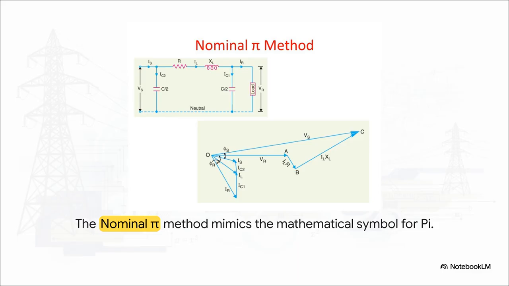Instead of splitting the resistance and inductance, they're kept whole across the top wire. But we split the capacitance in half, labeled as C over 2, and place it at both the sending and receiving ends. The physical layout actually directly mirrors the Greek letter pi. It's a fantastic little trick for engineers to remember it on the fly. Ultimately, it's just a slightly different mathematical approach to taming that exact same capacitance complication over medium distances.